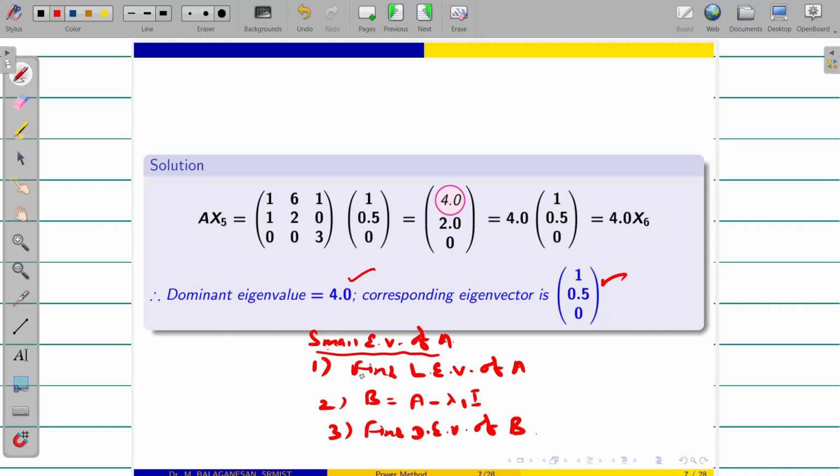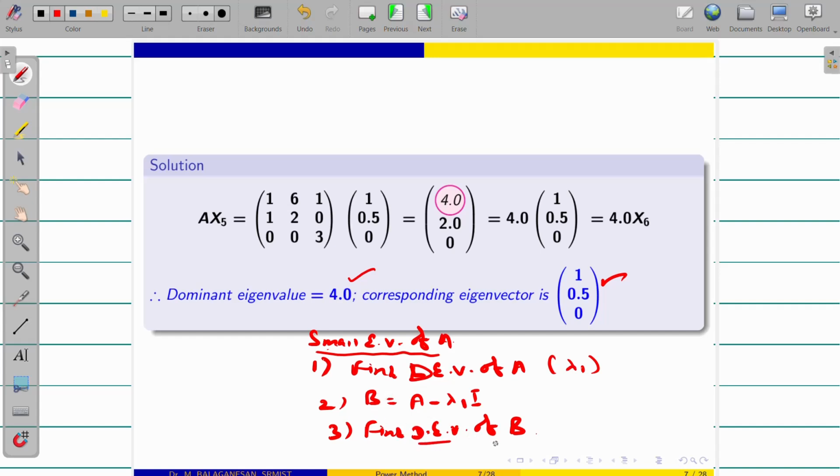Clear. So here also, find the dominant eigenvalue. This is the dominant eigenvalue. To find the smallest eigenvalue, the first step is over. Already we found that: find the dominant eigenvalue of A. Using that, it will be lambda 1. Using that lambda 1, form a new matrix B equivalent to A minus lambda 1 into I. Thereafter, this is my new matrix B.